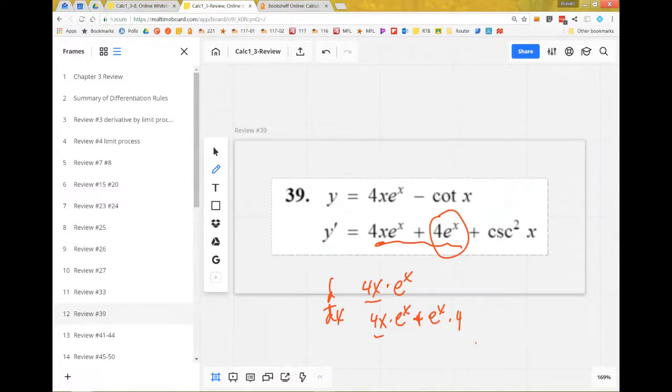Anyway, and then the derivative of the cotangent is minus the cosecant squared. If you can't remember that, you may have to use your quotient rule, because remember, cotangent is cosine over sine. Anyway, when you're subtracting a negative, it becomes a positive. So there's actually a fair amount involved there on number 39. Questions?